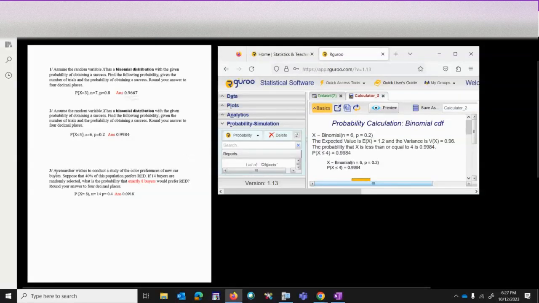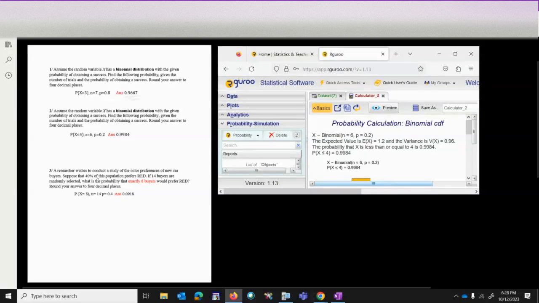The last question is here. A researcher wishes to conduct a study of color preference of new car buyers. So there are people who want to buy a car. Suppose that 40% of this population prefers red. So the probability of red preference is 40%. Sometimes when you get something in percent, you have to change it into a decimal, which is 40 over 100. That gives you 0.4.